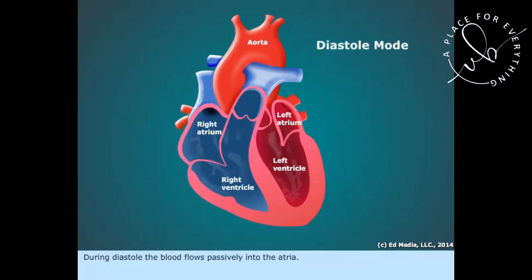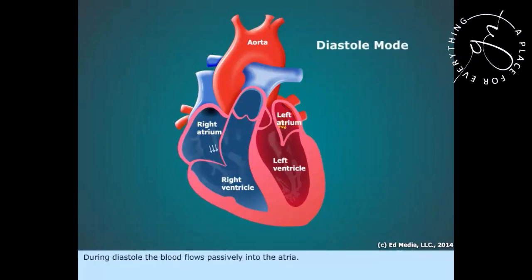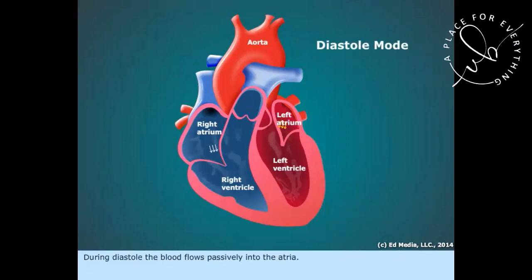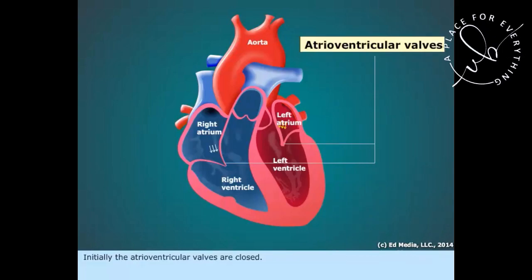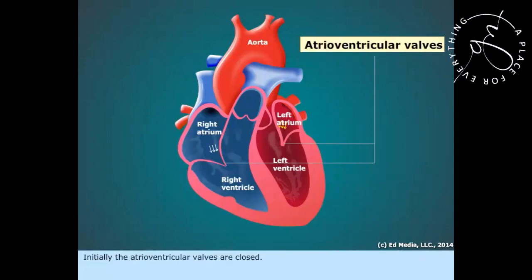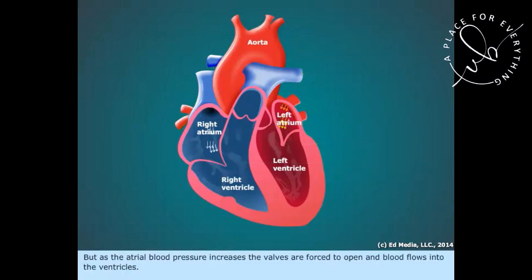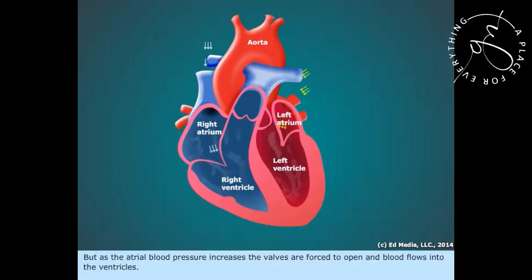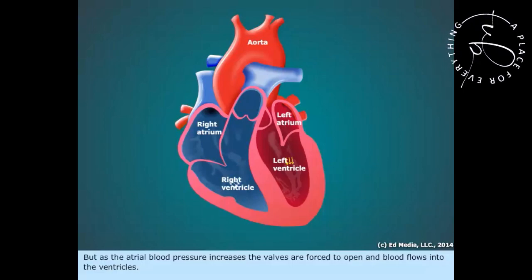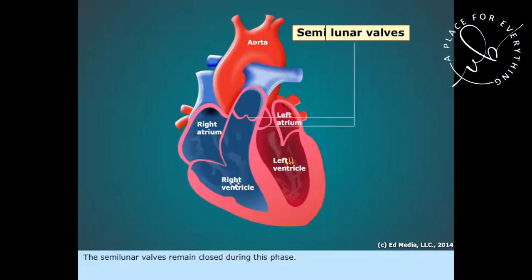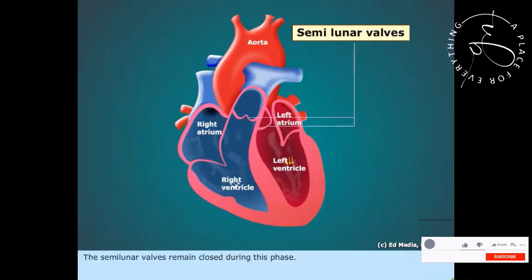During diastole, the blood flows passively into the atria. Initially, the atrioventricular valves are closed. But as the atrial blood pressure increases, the valves are forced to open and blood flows into the ventricles. The semilunar valves remain closed during this phase.